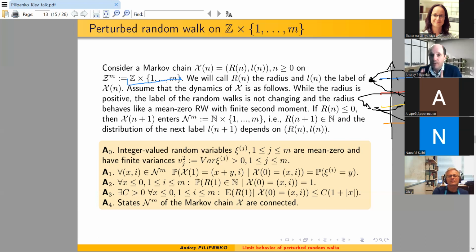Well, the assumptions are as follows. These random variables, the walks on the positive half lines, are mean zero random variables. Maybe they have different variances. I also always assume that all states of this random walk are connected, and psi 1, psi 2, psi 3 are such that the corresponding non-perturbed random walks are random walks on Z, and Z is the maximal lattice. So you can reach every point of Z. So not 2Z or 3Z.